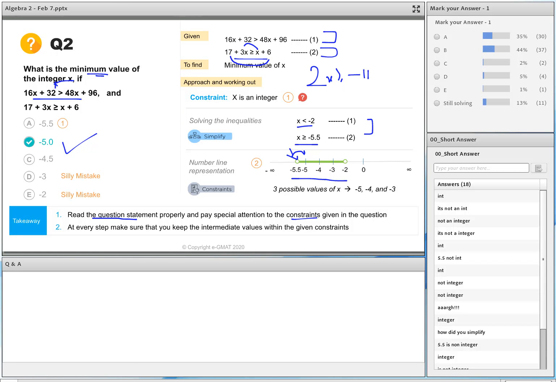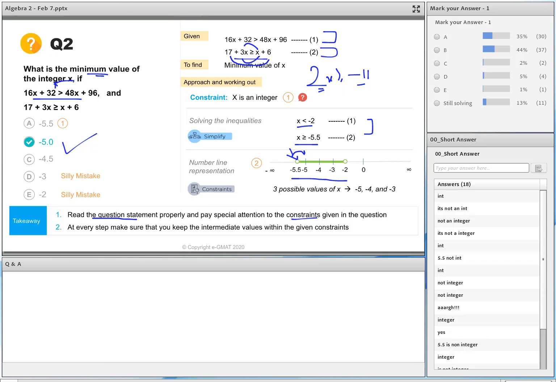In this inequality, I take the x to the left hand side, take 17 to the right hand side. So 3x minus x gives me 2x at the left hand side. 6 minus 17 gives me -11 at the right hand side. Divide both the sides of this inequality by 2. You get x to be greater than or equal to -5.5. I hope that's clear to you.